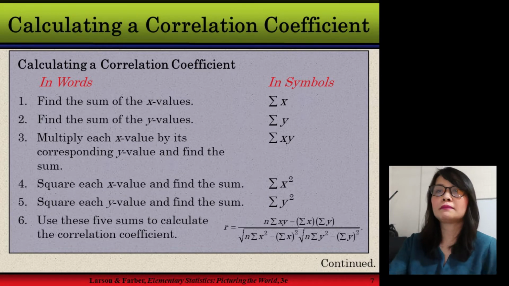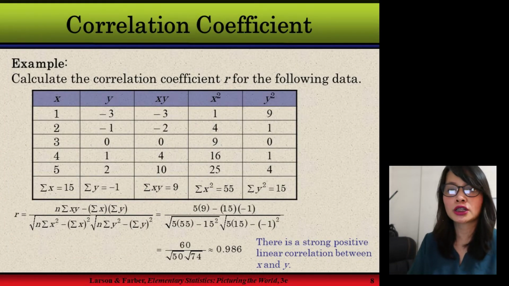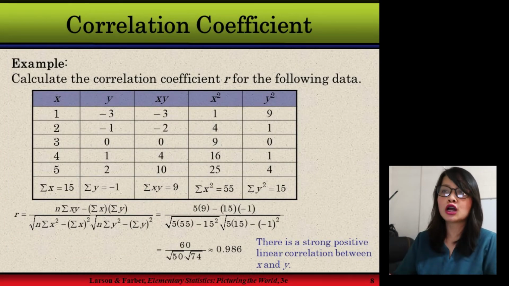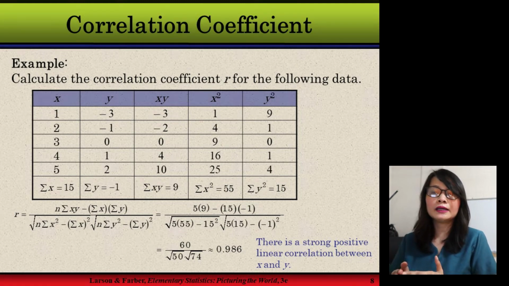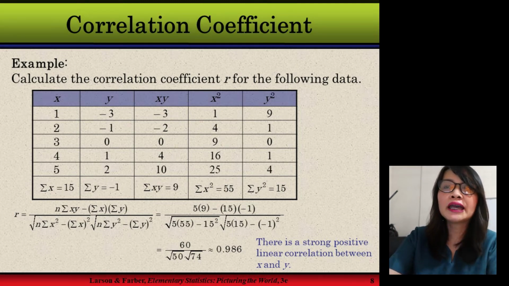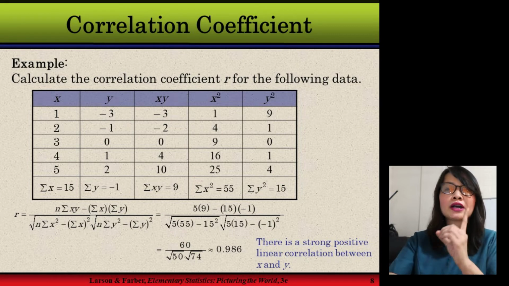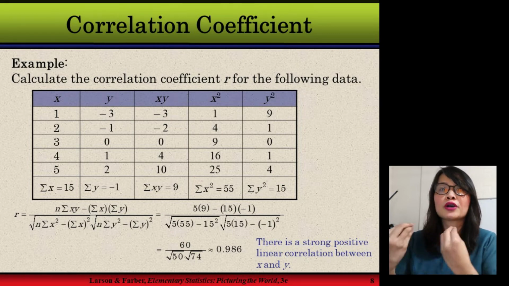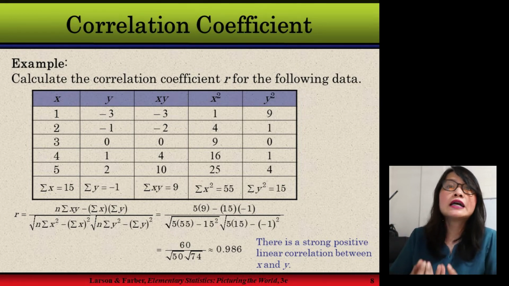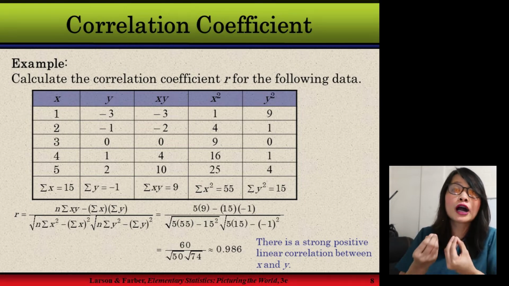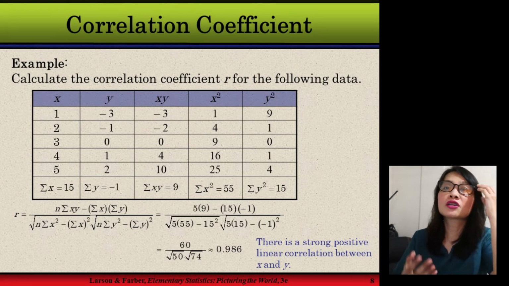So for example, calculate the correlation coefficient R, denoted by the symbol R, for the following data. First we need to find the sum of x. Find the sum of x, meaning you need to get the summation of your x values. So how do we get the summation of x values?